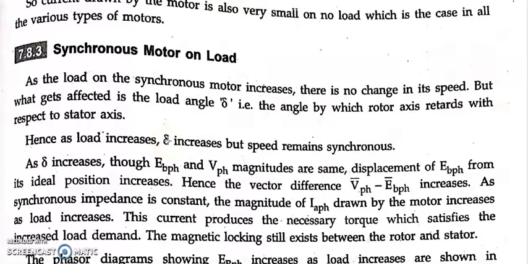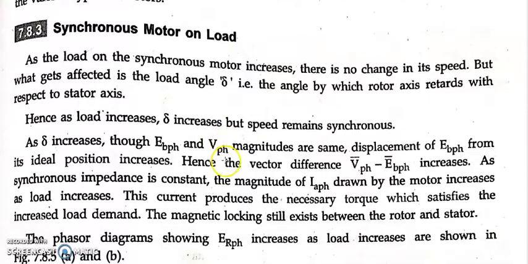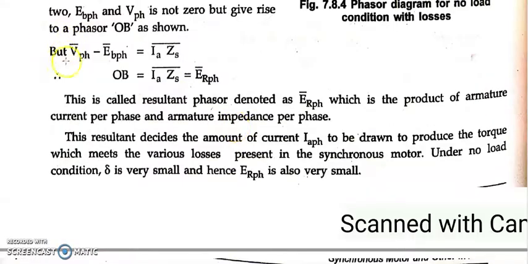Okay, delta value will again increase, but as I said, the speed will always remain constant if I run the synchronous motor within certain limits as stated on the nameplate of the synchronous motor. So due to increase in the load, what happens? The difference between V phase and EB phase increases. Yes or not? The difference between V phase and EB phase increases. That is, IA increases. That is what I'm trying to say.